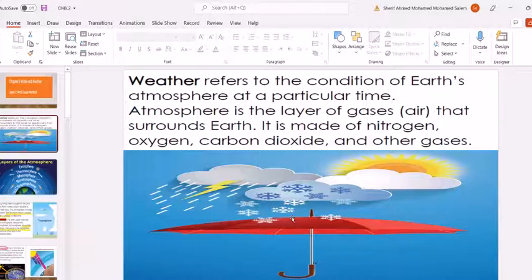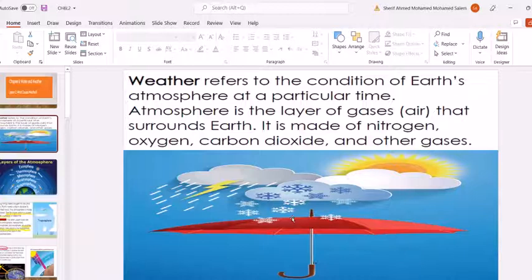Weather refers to the condition of the Earth's atmosphere at a particular time. Teacher, what do you mean by a particular time?